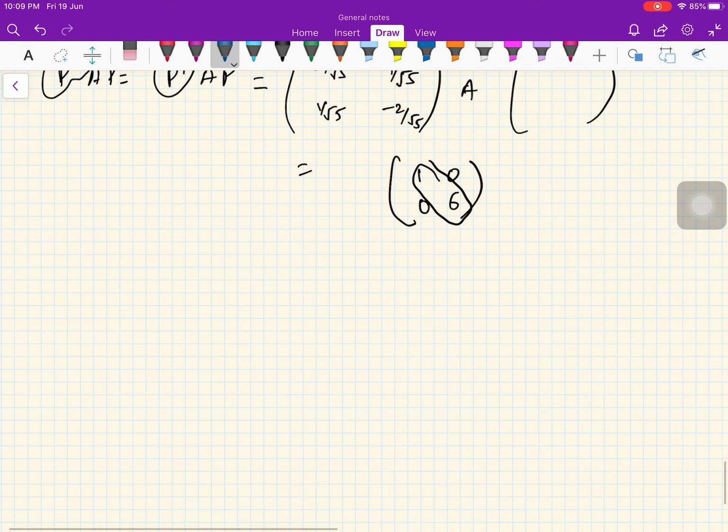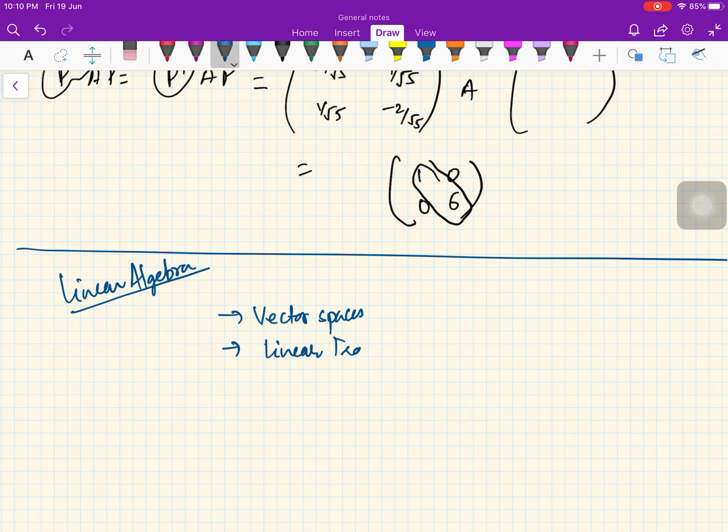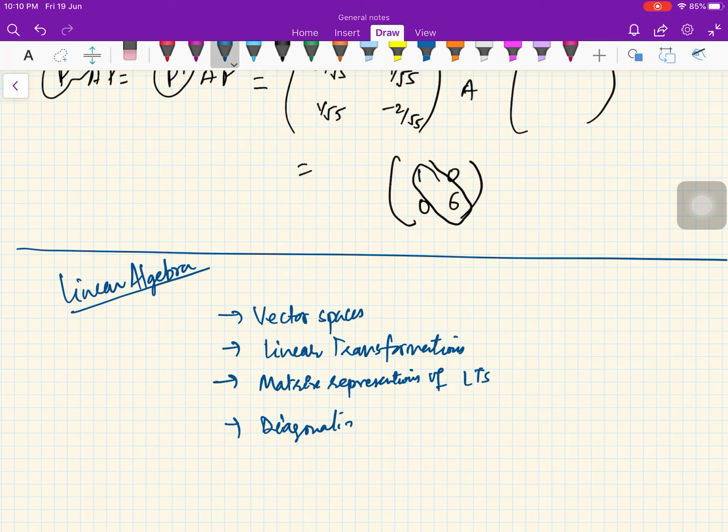So I want to give you a summary. In this course of linear algebra, we have actually covered so much, so I want to give you a briefing. We have done vector spaces, then linear transformations, and then matrix representation of linear transformations, and then we have done diagonalization, right? So this is what we have covered.